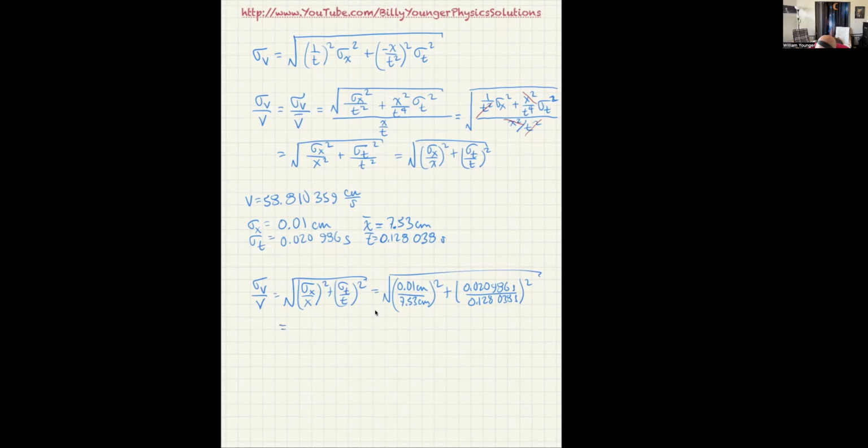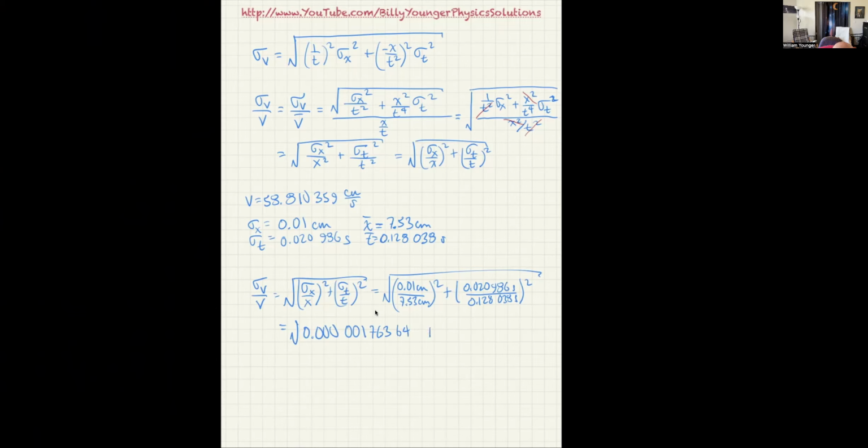Now I can do 0.01 divided by 7.53, and now I can square that. By the way, 0.01 divided by 7.53 is 0.001328021. I'm going to square that, though, and that gives me 0.00000176364.